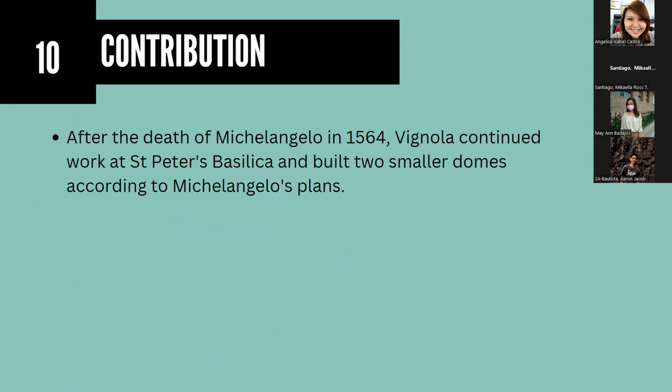After the death of Michelangelo in 1564, Vignola continued work at St. Peter's Basilica and built two smaller domes according to Michelangelo's plan.